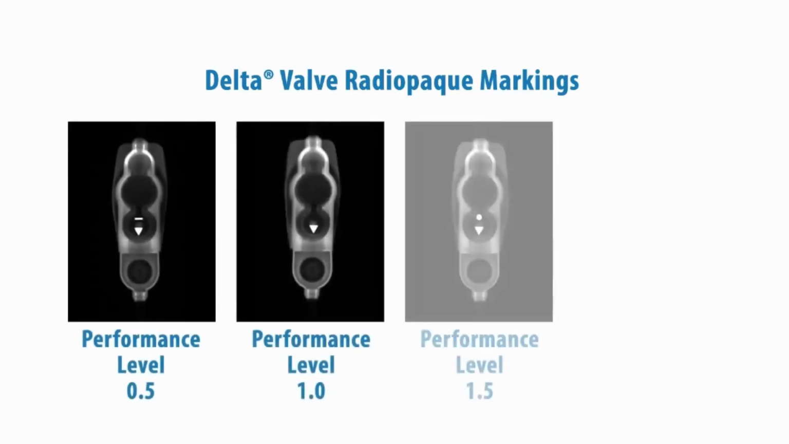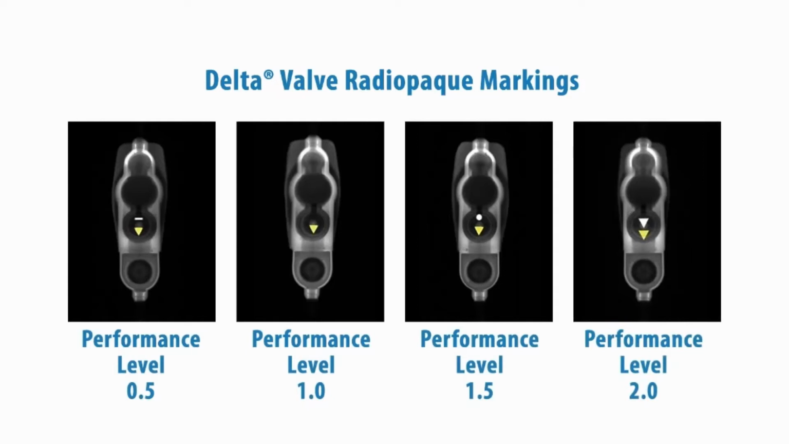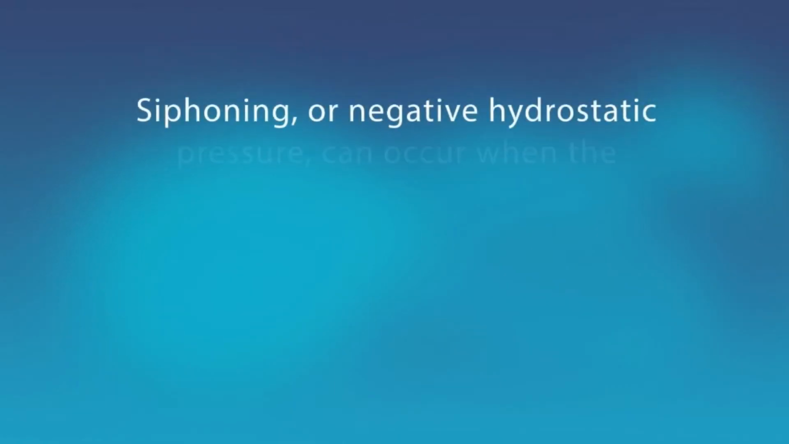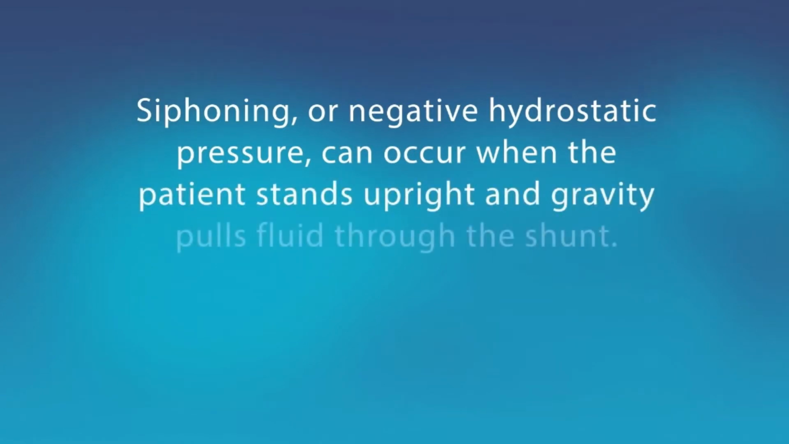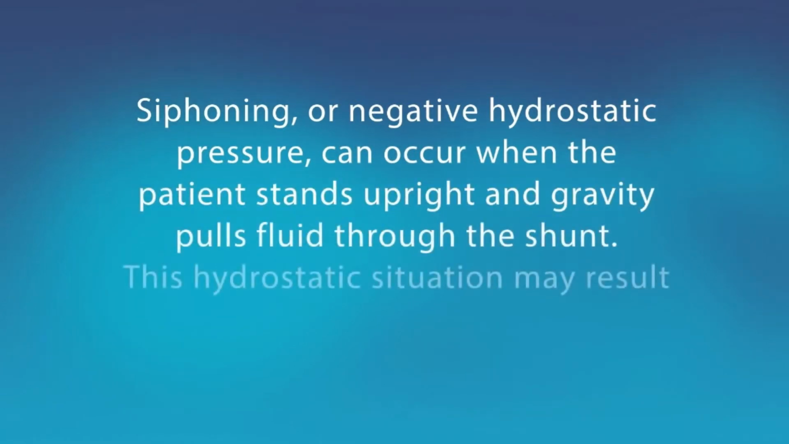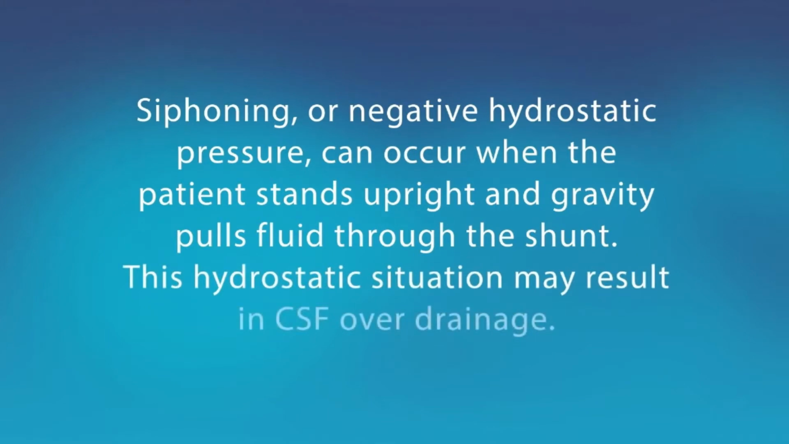Like the contoured valve, the Delta valve has radiopaque markings. The arrow indicates direction of flow, and the marking behind the arrow indicates the valve performance level. Siphoning, or negative hydrostatic pressure, can occur when the patient stands upright and gravity pulls fluid through the shunt. This hydrostatic situation may result in CSF overdrainage.